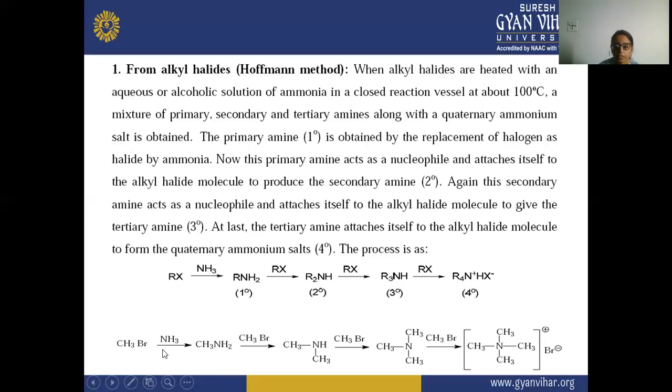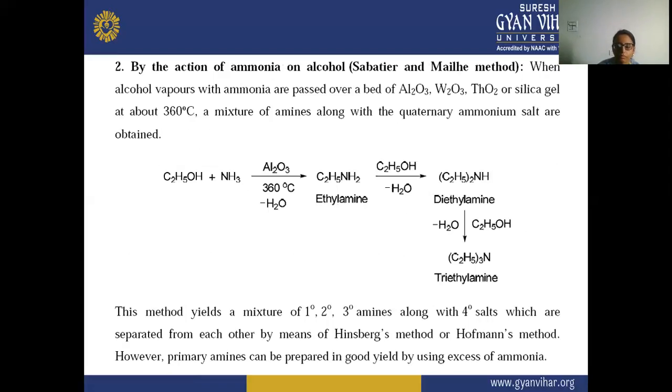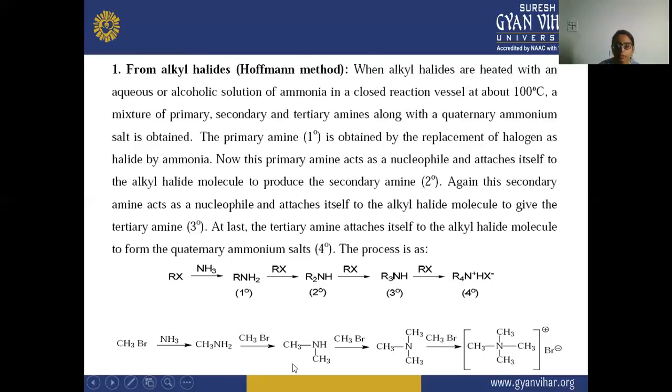When it is reacted with ammonia, there is a formation of methylamine. Again, when this methylamine is reacted with methyl bromide, there is a formation of dimethylamine, and from this dialkyl amine, again there is an addition of alkyl halide, and there is a formation of tertiary amine, and after that there is a formation of quaternary ammonium salt.